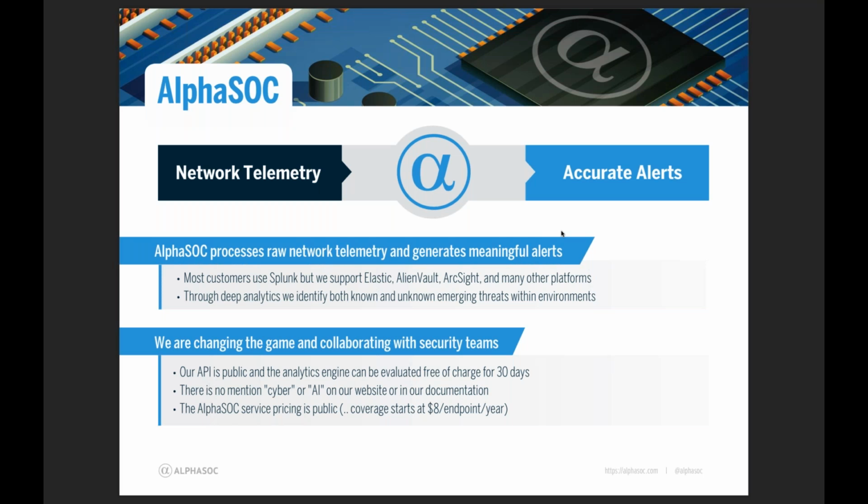As a business, for the last 5 years now, we've really been trying to change the game and collaborate directly with security teams. Just some interesting data points that differentiate us from a lot of other companies. The first is that our API is public, and the engine that we provide can be evaluated free of charge for 30 days. Later on in this webcast, I'll show you our Splunk app and demonstrate how easy it is to get up and running and evaluate that tool within minutes in some cases.